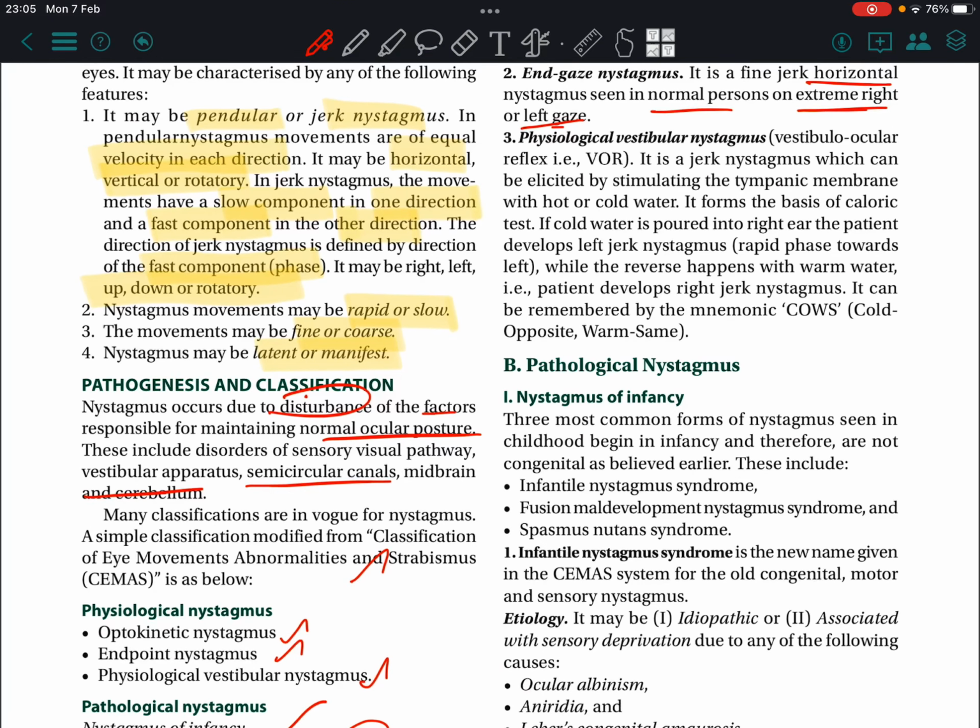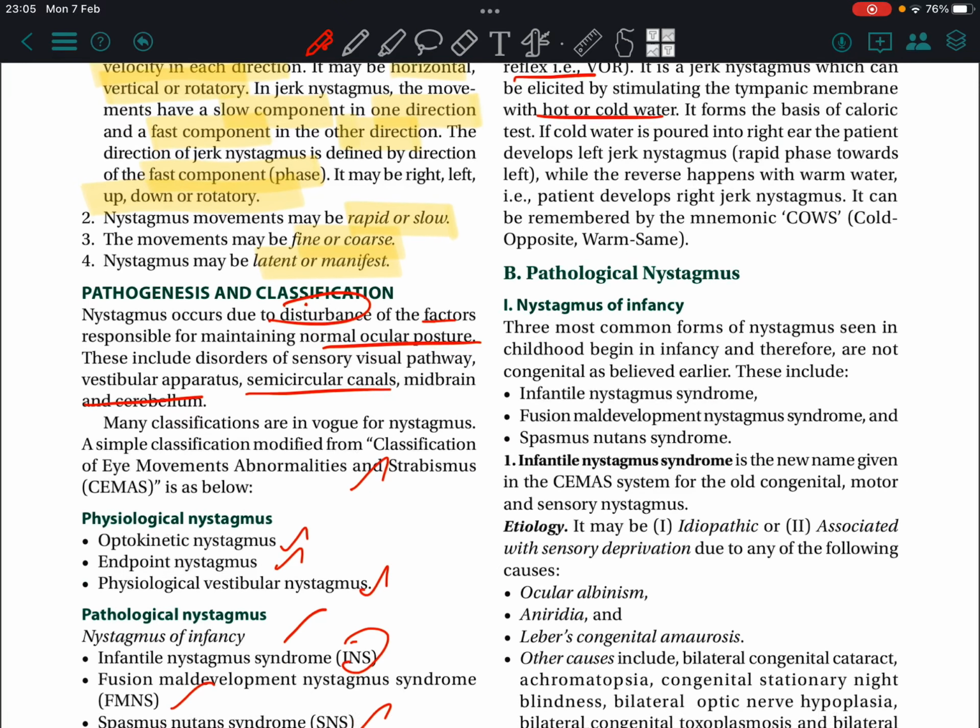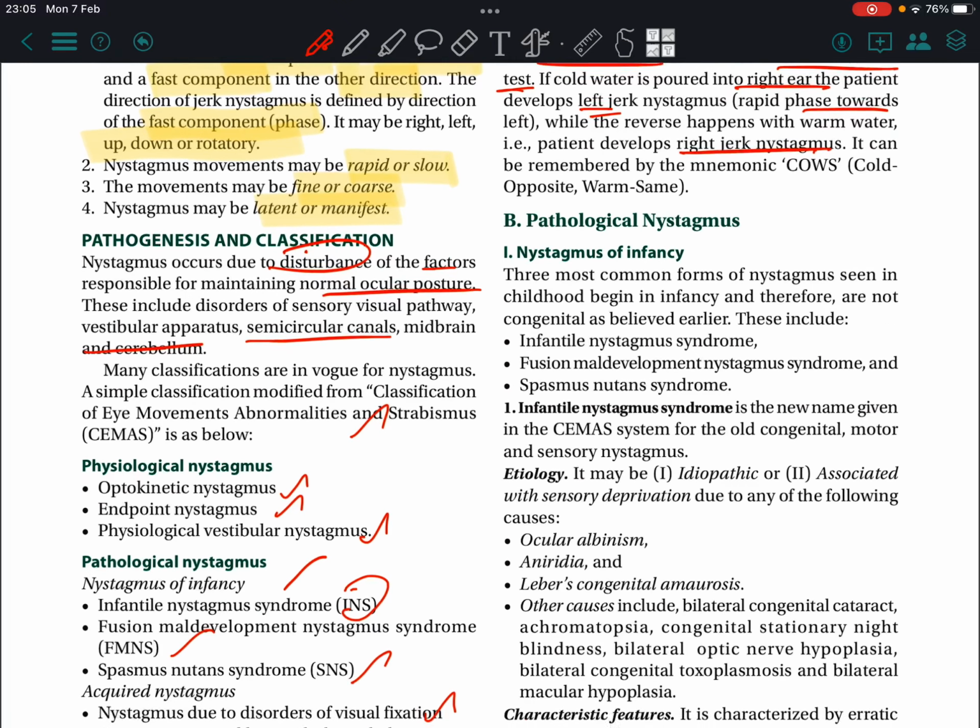Physiological vestibular nystagmus is a jerk nystagmus. It is a vestibulo-ocular reflex which can be elicited by stimulating the tympanic membrane with hot or cold water. It forms the basis of caloric testing. If cold water is poured into the right ear, the patient develops left jerk nystagmus, with rapid phase towards the left, while the reverse happens with warm water. The patient develops right jerk nystagmus. It can be remembered with the mnemonic COWS.